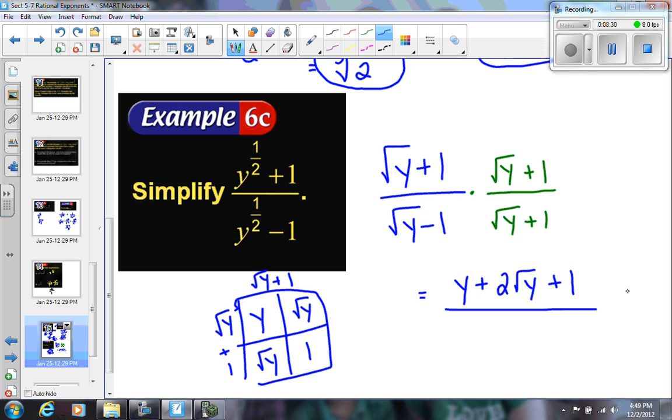My denominator, I can put this in a box, or I can use my shortcut method, which was to square the first term. Square root of y squared is y, and square the second term, which is 1. Remember, that's the difference of 2 squares. So that would be my answer. Now remember, you can't cancel the y's because they're part of a sum or difference. So this would actually be in simplest form.